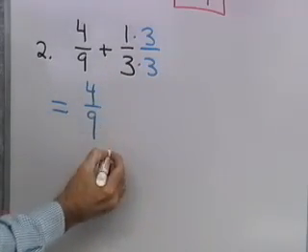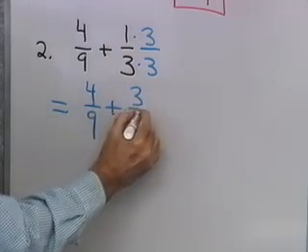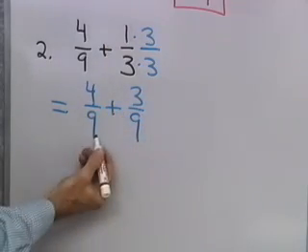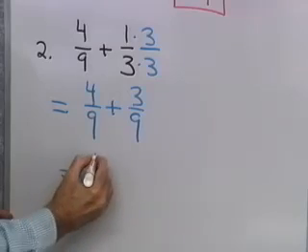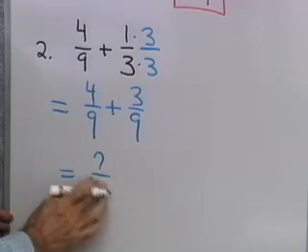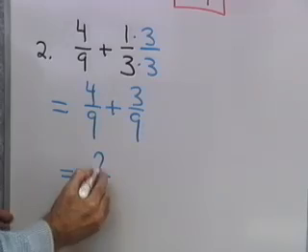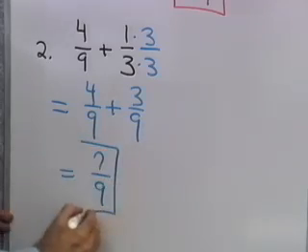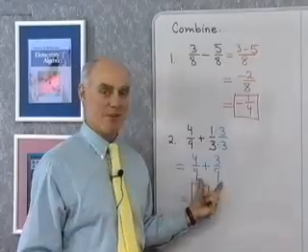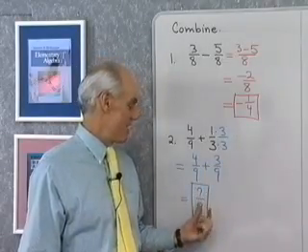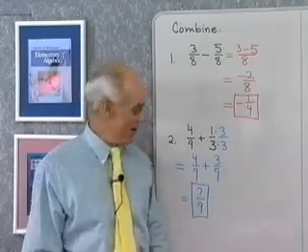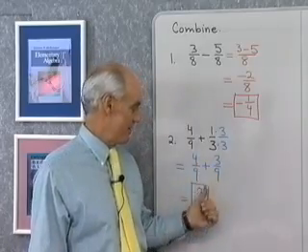Now I'll rewrite here as 4/9 plus 3/9. 4/9 plus 3/9, 7/9. So I simply notice that they have the same denominator. I add numerators. 4 and 3 is 7. I put that over the common denominator, 9. I almost said 8 because I think I was counting 7, 8, 9.